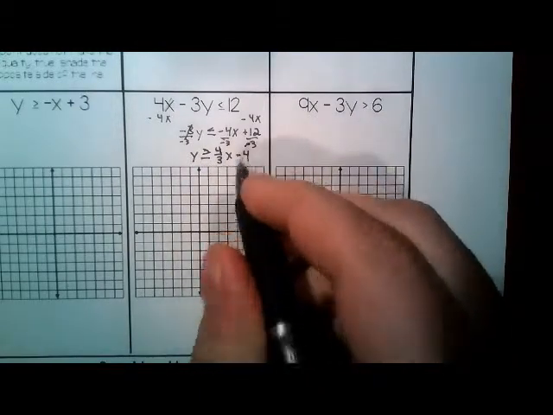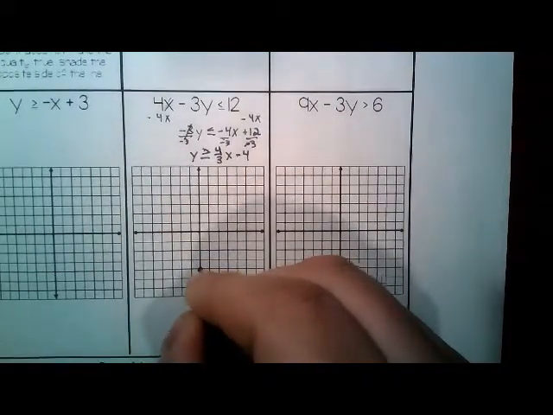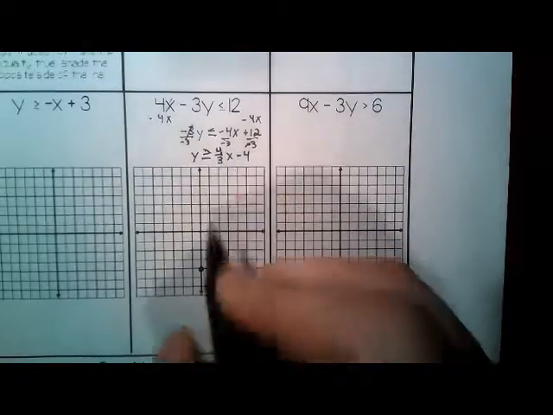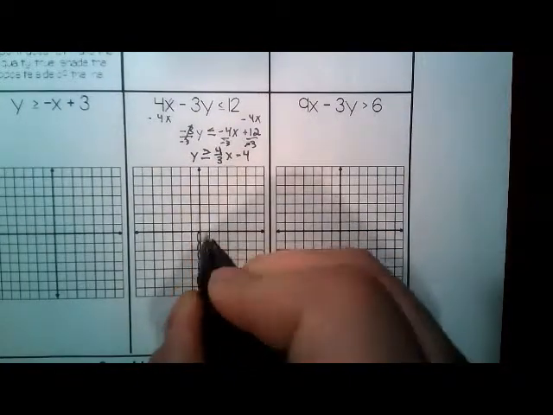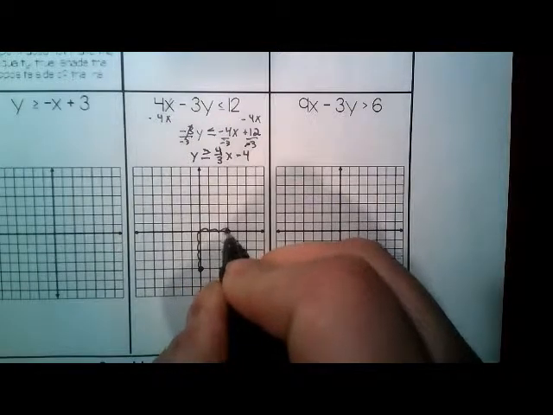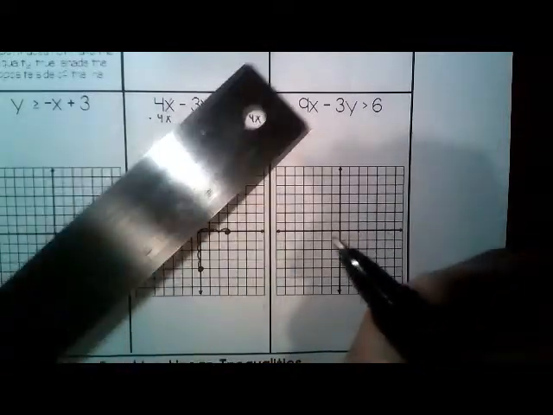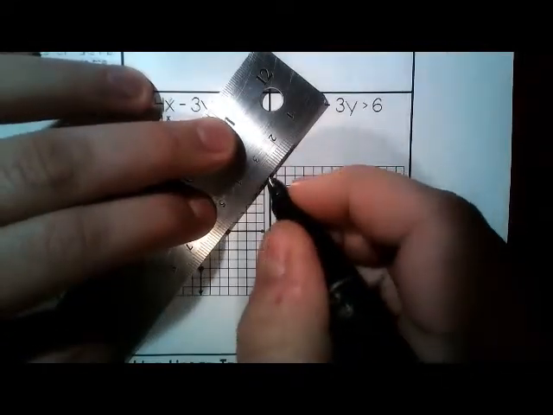I'm going to start at my y-intercept, which is negative 4. My slope is 4/3, so that's up positive 4, right positive 3. And now I've got those 2 points, I can make a line.